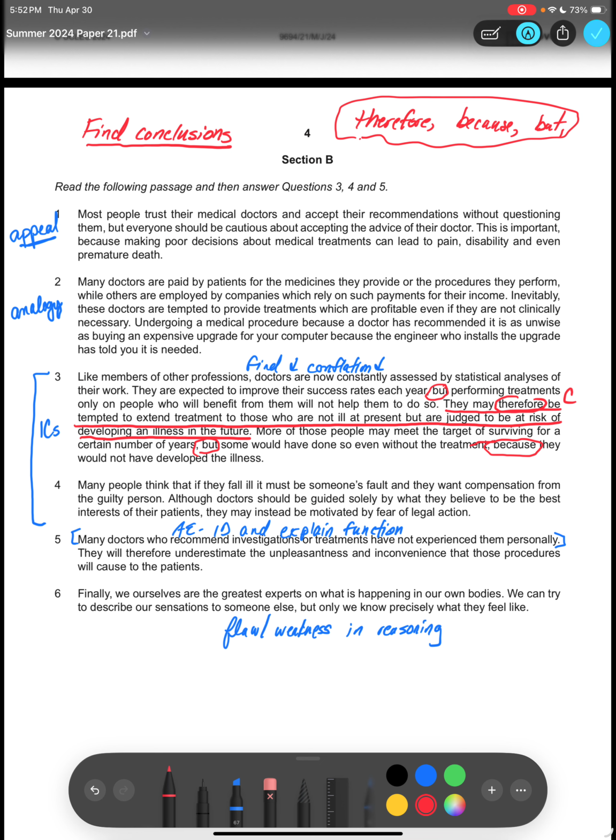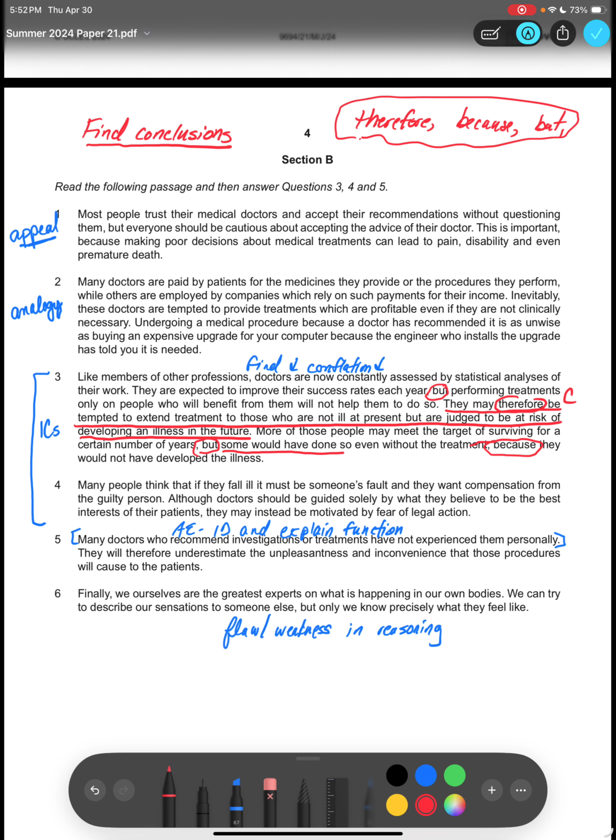More will meet the target. Some would not. Some would do so without the treatment. Why? Because they wouldn't have developed the illness. They may meet the target of surviving a certain number of years. Therefore, some would have done so without the treatment.